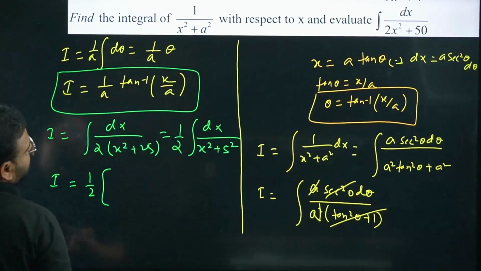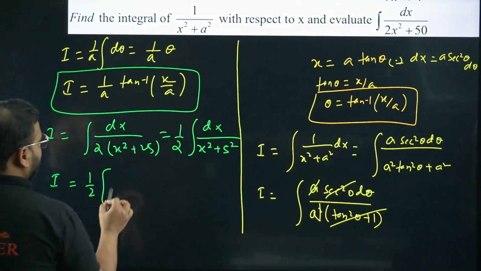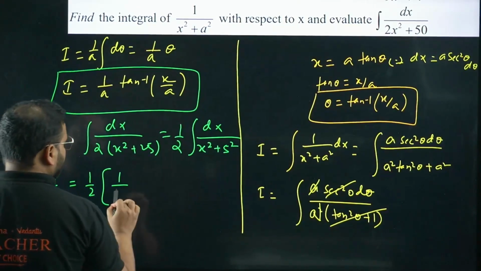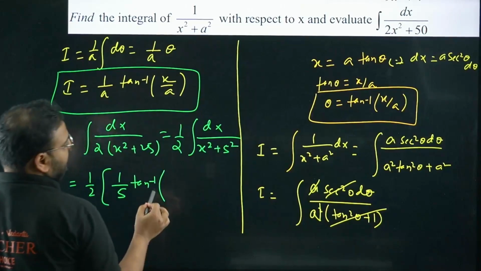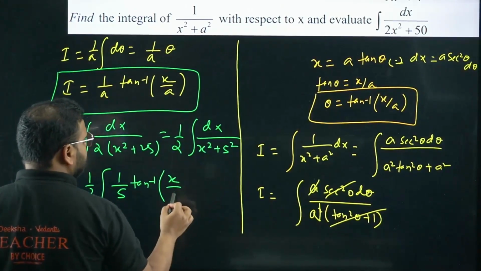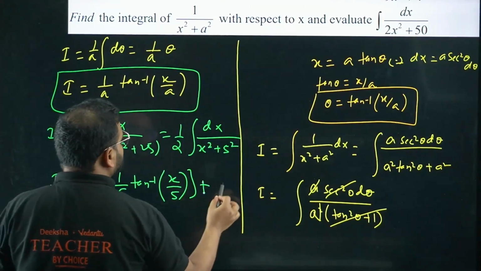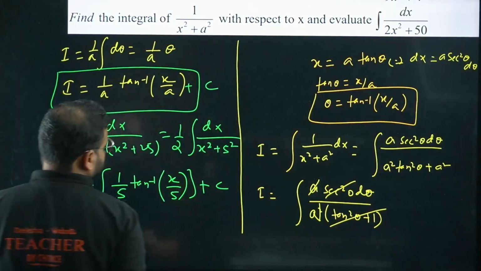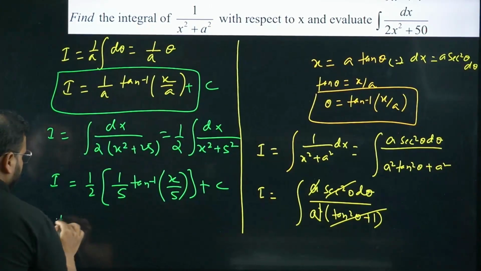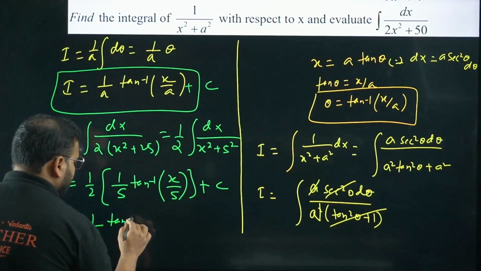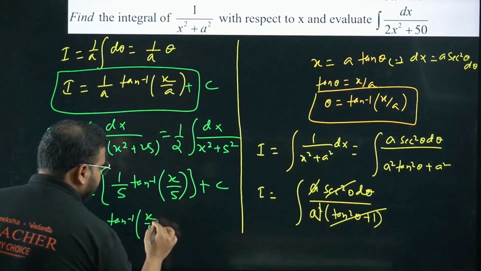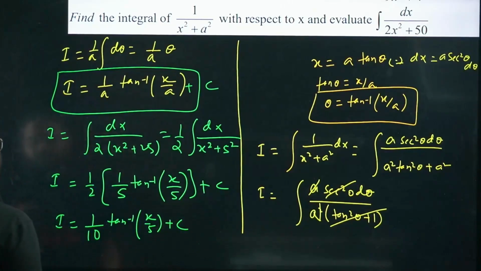What I get now, please check. I get this as 1 by a, right? What is a? 5. So 1 by 5 tan inverse of x by a. What is x? What is a, sir? Simply 5. Of course, plus c will come. So I'm getting I equals to 1 by 10 tan inverse of x by 5 plus c.